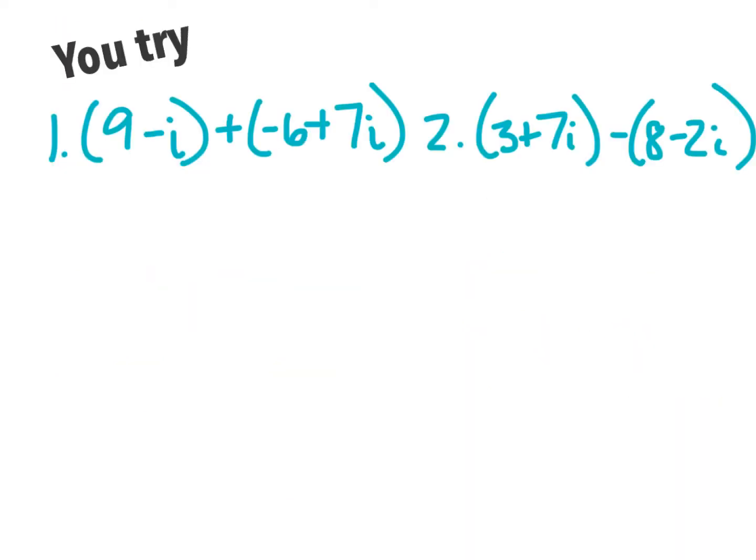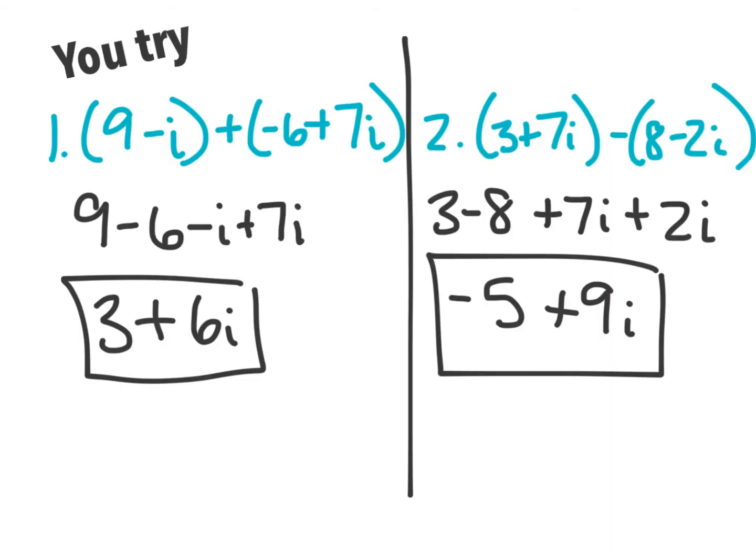All right, finally, I'd just like you to try to do these two problems. Just try to add and subtract these complex numbers. Pause the video, and we'll see if you get it right. All right, for the first problem, you should have got 3 plus 6i. And the only tricky thing in the second problem is that you remember that you have to change this to a positive 2i. So 3 minus 8 is negative 5 plus 9i.